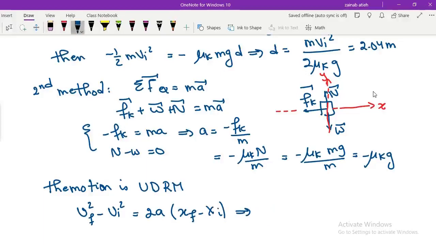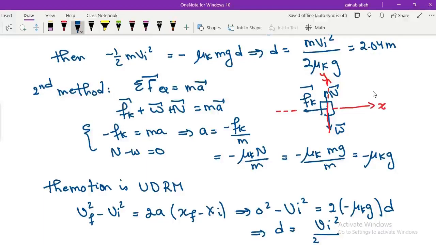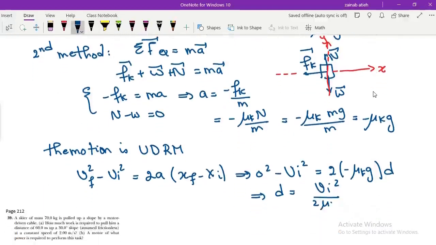I will substitute directly. 0 squared minus V initial squared, V initial was given, I will leave it like this, equals a, which has the value minus mu k g, and x final minus x initial is the distance I'm searching for, so it's d. I will substitute it with d. I have everything. So this implies d equals v initial squared over 2 mu k g. If you calculate the number, you will get the same number as above, so it gives the same answer as above.